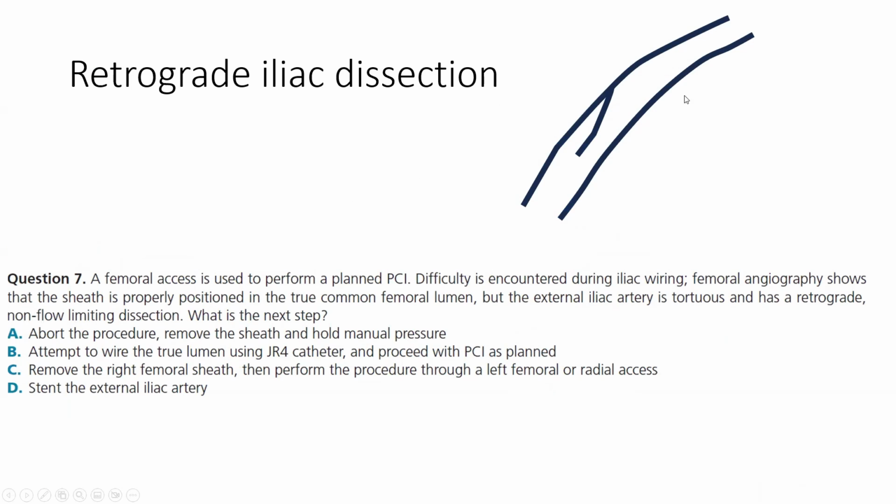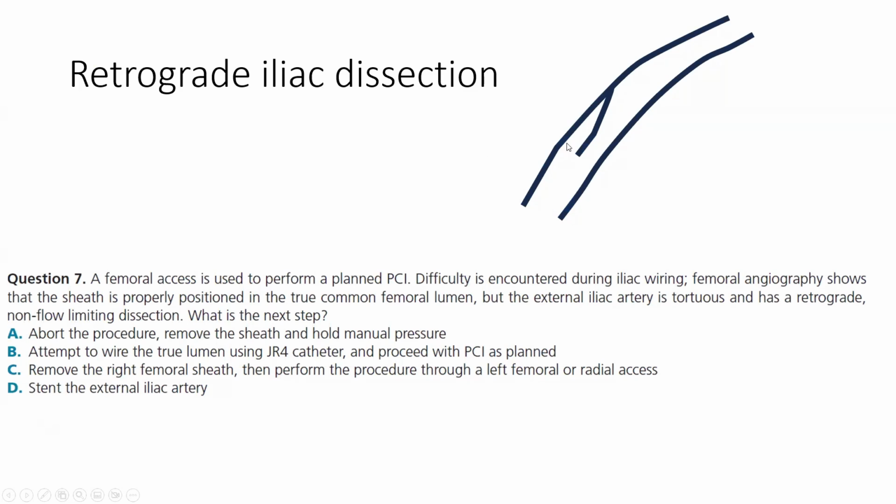Another complication, that's a board question as well, very important for your clinical practice, retrograde iliac dissection. So I'm going to give you a case. A femoral access is used to perform a planned PCI. Difficulty is encountered during iliac wiring. Femoral angiography shows that the sheath is properly positioned in the true common femoral lumen, but the external iliac artery has a flap. So the external iliac artery is tortuous and has a retrograde non-flow limiting dissection. What is the next step?